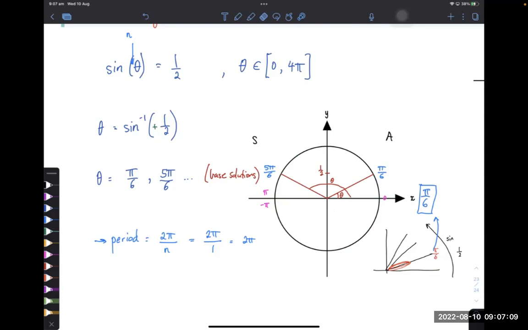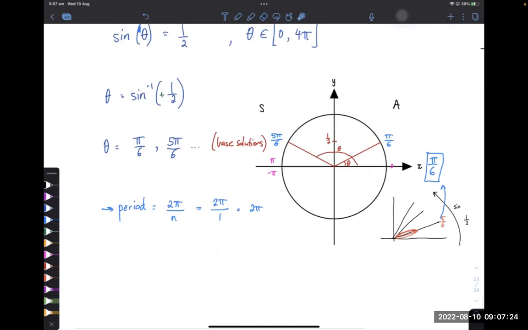Okay, so we've got 2 more solutions. We've got to land back at this one here. So how do we get to the next solution? We need to add 2 pi onto it. So you'll notice, and I'll map it out. Now I've got pi on 6. I've got 5 pi on 6. My next one is pi on 6 plus 2 pi, yeah? What's the next one after that?